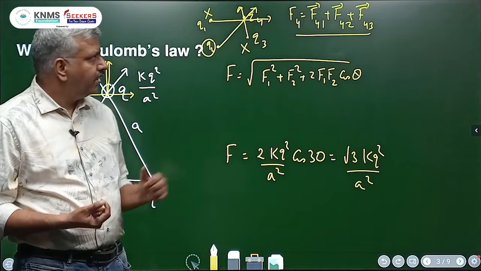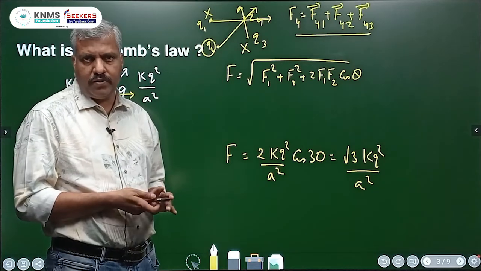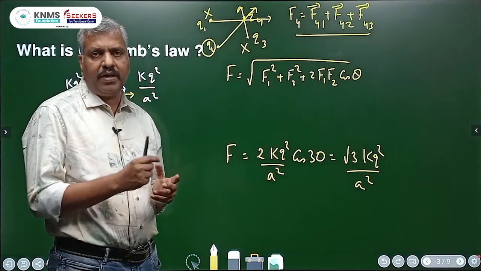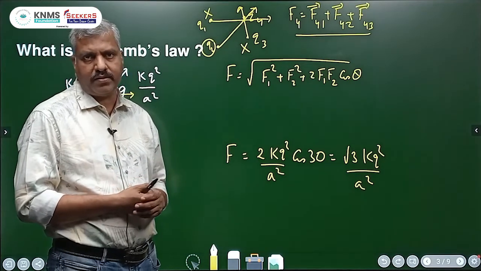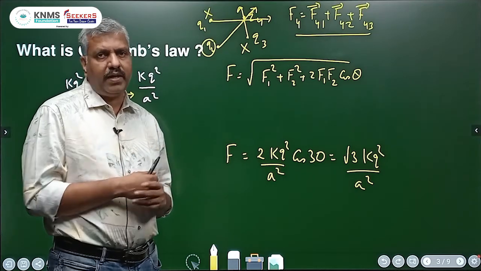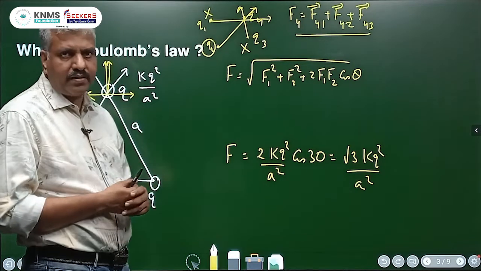So, the assertion is, in case of multiple charges, the net force is the sum of individual forces. The reason for that is forces act independent of the presence of other charges. That means the force between two charges is not influenced by the presence of other charges. Okay. So, I hope you are able to understand that.